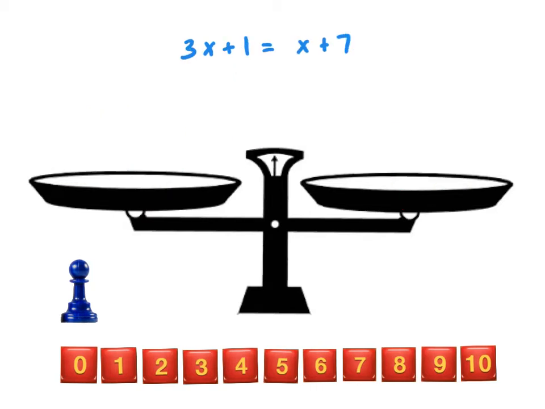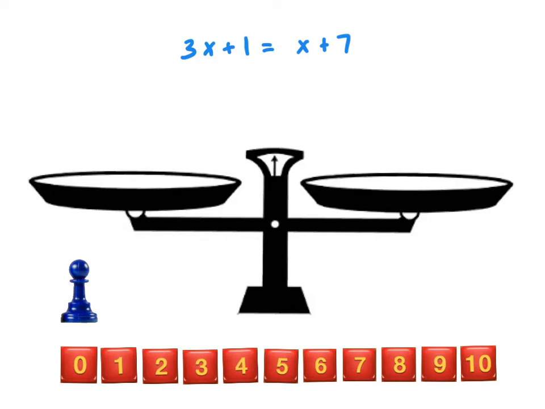Let's look at another example. This one says 3 x's plus 1 has the same value as x plus 7. So when I take 3 of some mysterious number and I add 1 to that value, I get exactly the same as when I take that same mysterious number and I add 7 to its value.